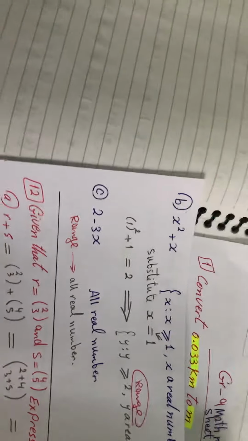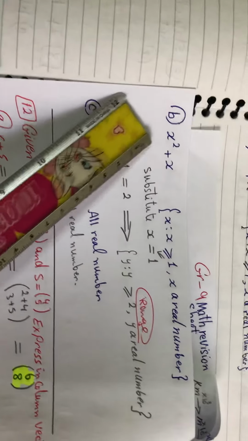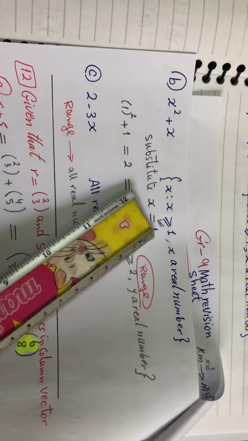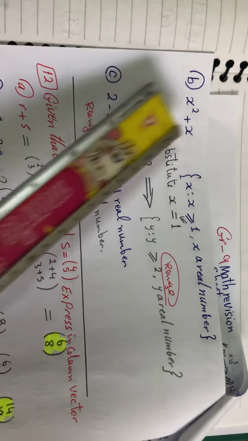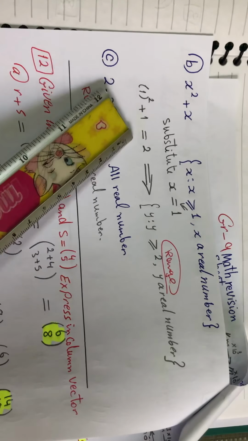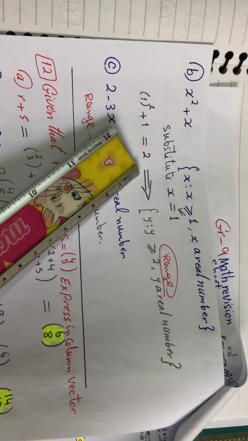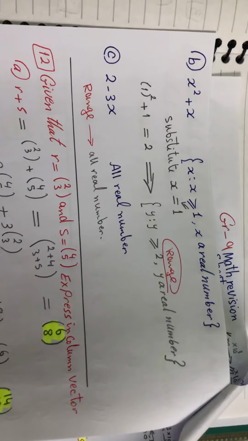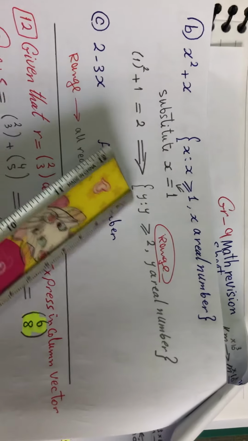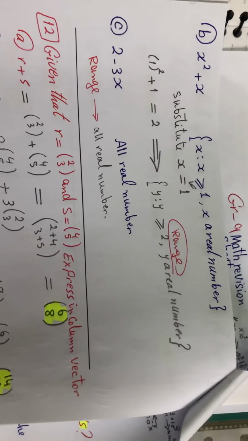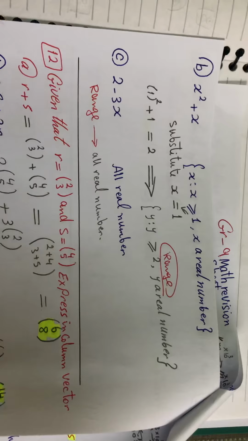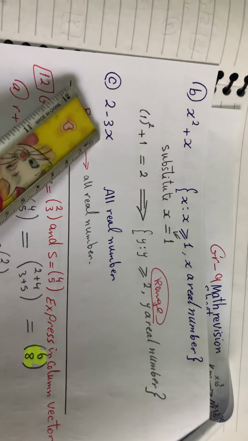As I said to you, I'll take x equal 1 and substitute it here. It will be 1 squared plus 1. 1 squared is 1, plus 1 equals 2. So just change the x, put it y, such that y is greater or equal to 2, whereas y is a real number. I have here 2 minus 3x.